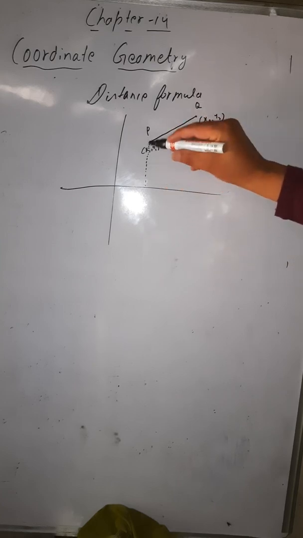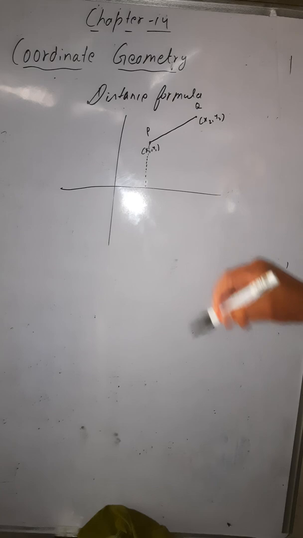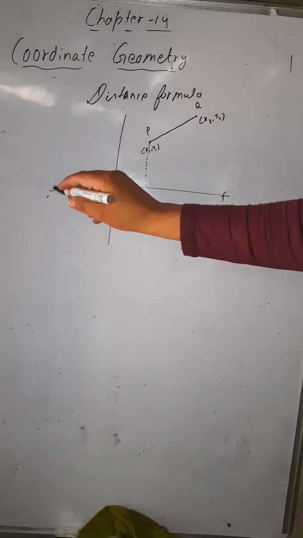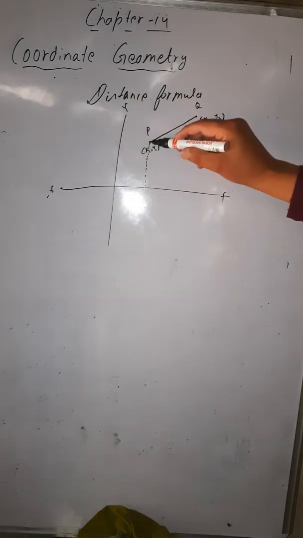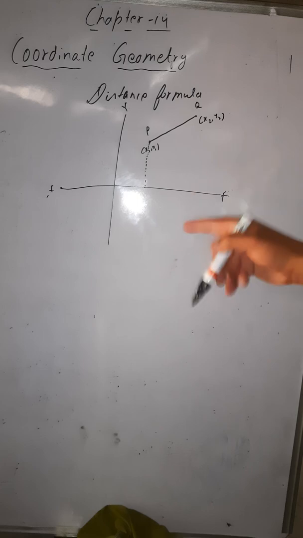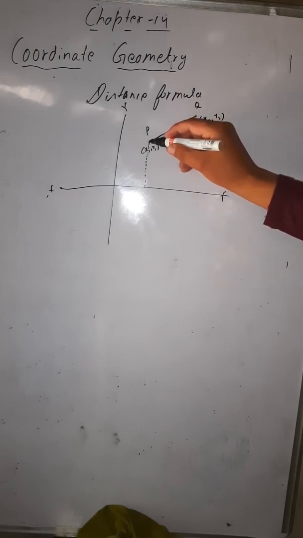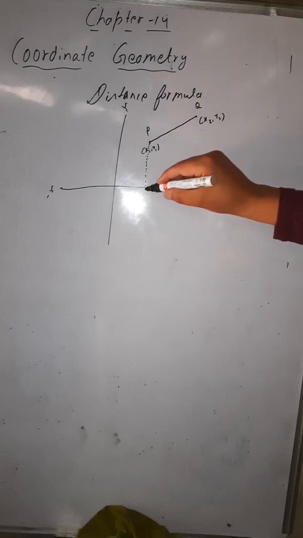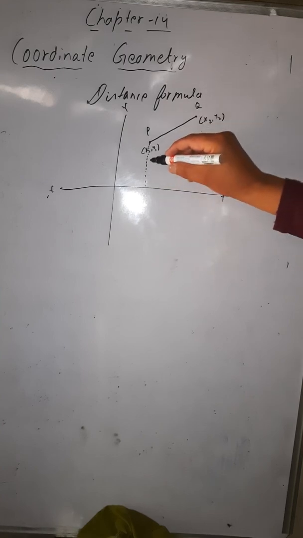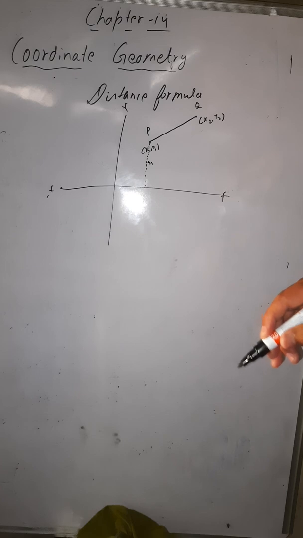From here to here, this distance is y1. Look here, the distance of point P from the x-axis. We talked about it yesterday. The distance of point P from the x-axis is its y-coordinate, meaning y1. So this distance will be y1.